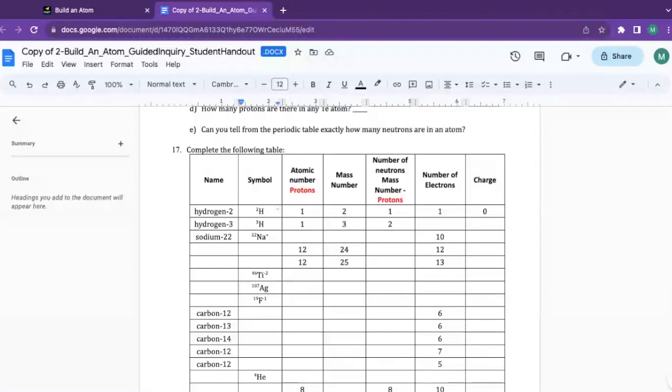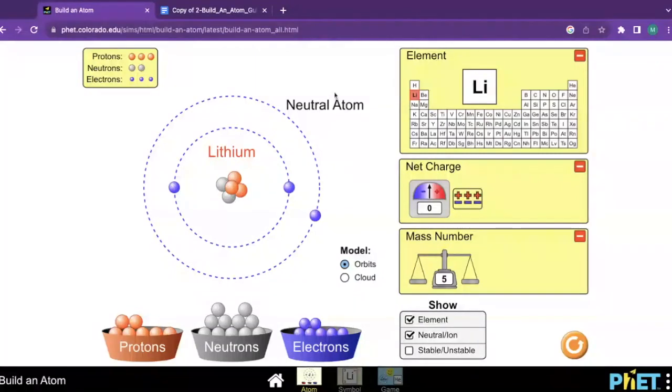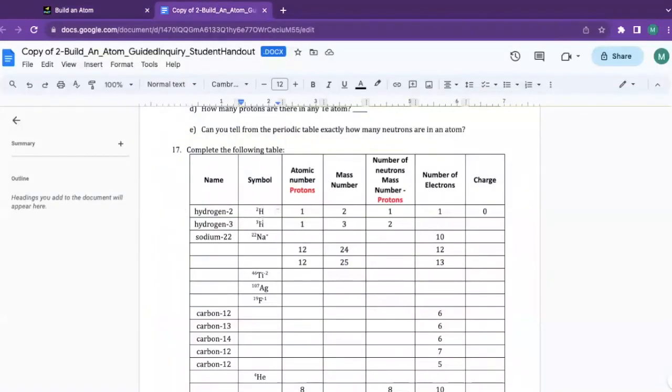If we remember from looking at the simulation, a neutral atom is one which has a net charge of 0. That means it's got the same number of positive protons as it does negative electrons. If we have a charge of 0, if we have a neutral element, then our number of protons is the same as the number of electrons, and that also means our charge is 0.